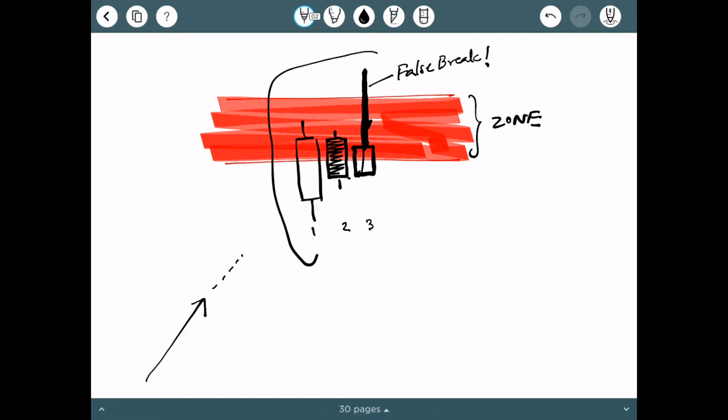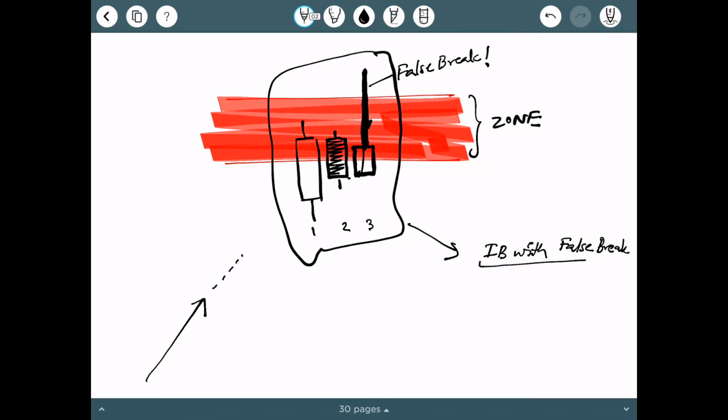This signal is called inside bar with false break. And this signal is extremely powerful in the market.